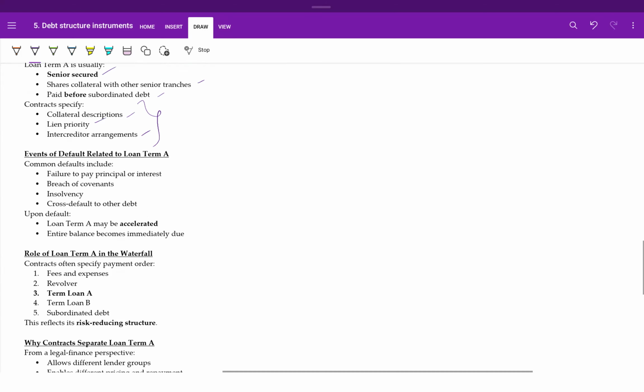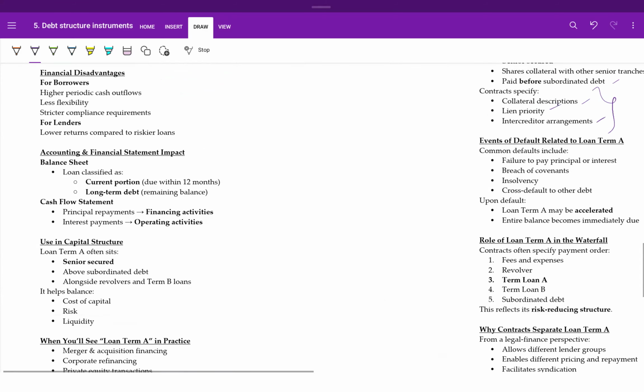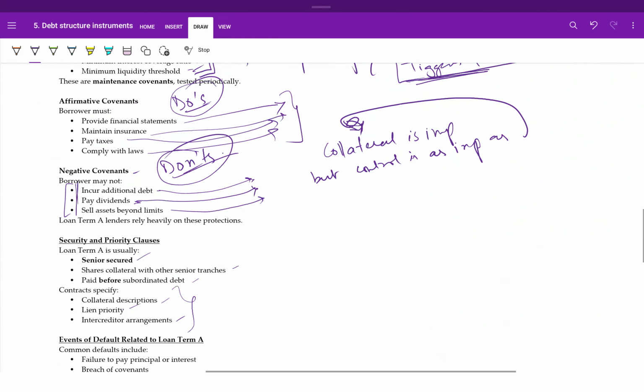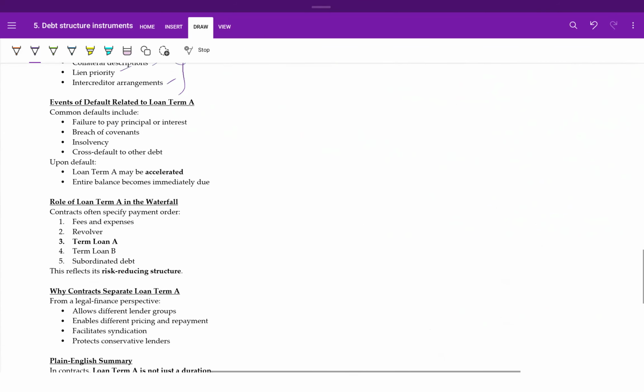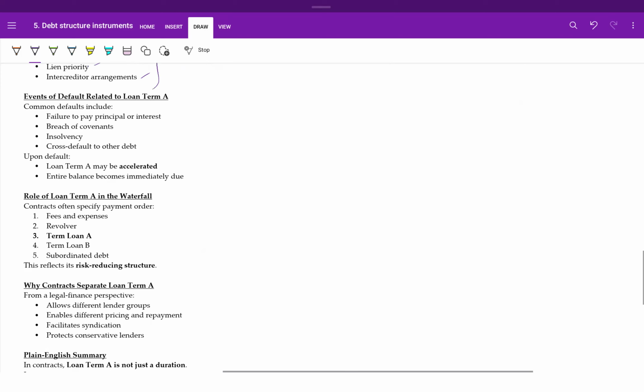Okay. So this is somewhat similar to what we have discussed previously also. These terms in the contract are somewhat similar to the terms which we read about in the definition part.